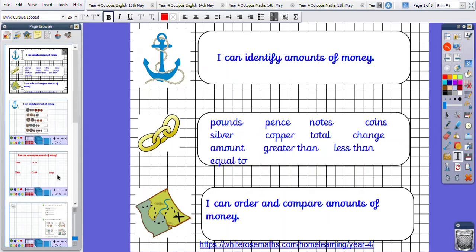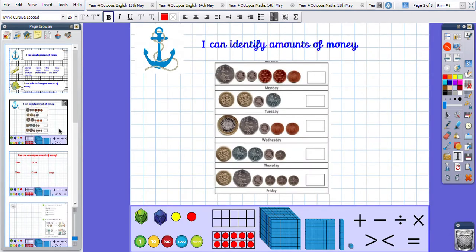Your Maths Today, Year 4 is continuing to work with money, and we are ordering and comparing amounts of money today. So for your anchor task, I want you to identify the amounts of money in each day of the week. So Monday's is here, and how much money does this person have on Monday? And continuing for all 5 days of the week.